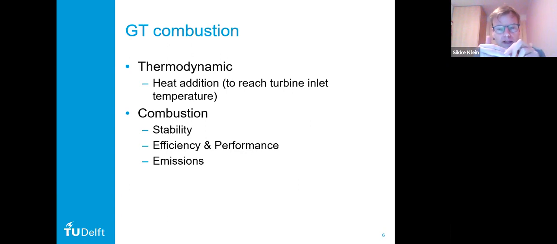You want to have low emissions. Part of the emissions are coupled to the fuel. If you have carbon in the fuel, you will always have CO2. If you have hydrogen in the fuel, you will always have water vapor because of the combustion with oxygen. But next to that, one of the main issues for fuels we apply in gas turbines are NOx emissions, nitric oxide emissions, and that also has to be controlled. So combustion theory is all focused on these aspects: stability, efficiency, and emissions.